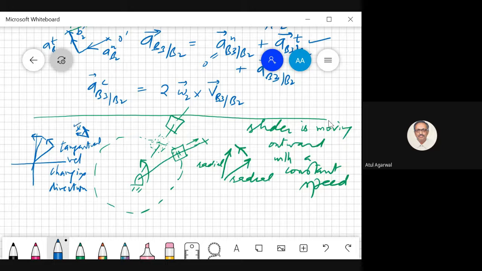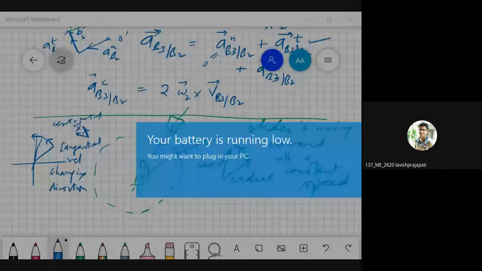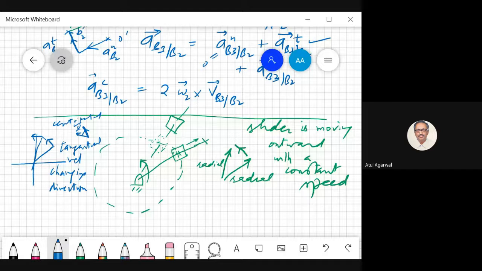So what is this acceleration called? Centripetal acceleration. Very good. So this is your centripetal acceleration. Had your tangential velocity been increasing, if the angular velocity was increasing, then that would have been called tangential acceleration. Okay, sir.